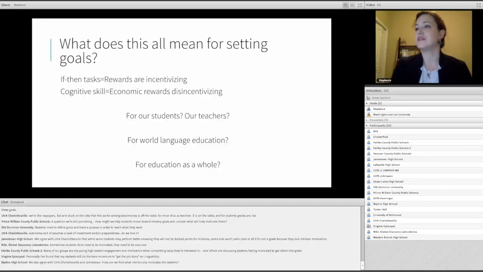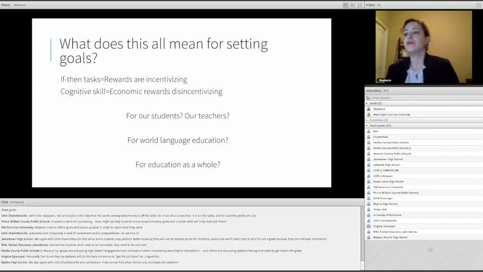Let me keep scrolling down. A question we're still pondering is how to help the students move towards mastery goals and uncover what truly motivates them. There is a great deal of research about what you are asking there. And within world language context, especially in second language acquisition, really what we see is that when students actualize tasks, the tasks feel meaningful. The students do better, which is unsurprising. It's just like we saw in the video, right? People feel like playing the guitar is meaningful, so they're willing to do it, they're willing to persevere.